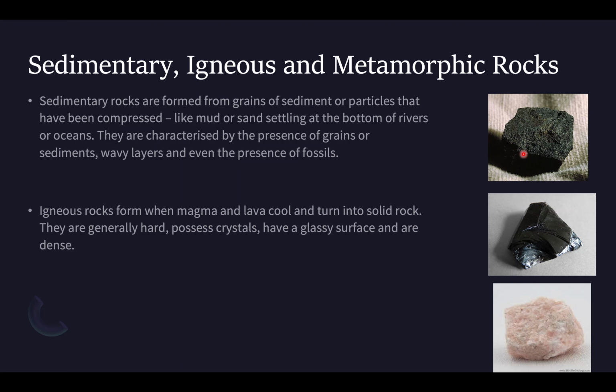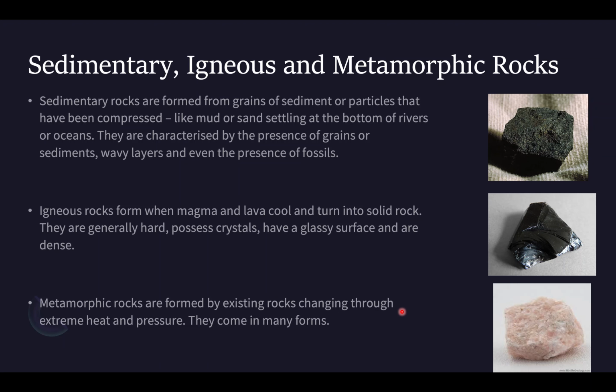Then there are igneous rocks. Now, igneous rocks form when magma and lava cool and turn into solid rock. They are generally hard, possess crystals, have a glassy surface, and are dense. So on the right here, you have one example of an igneous rock known as obsidian. Other examples include granite, basalt, and pumice.